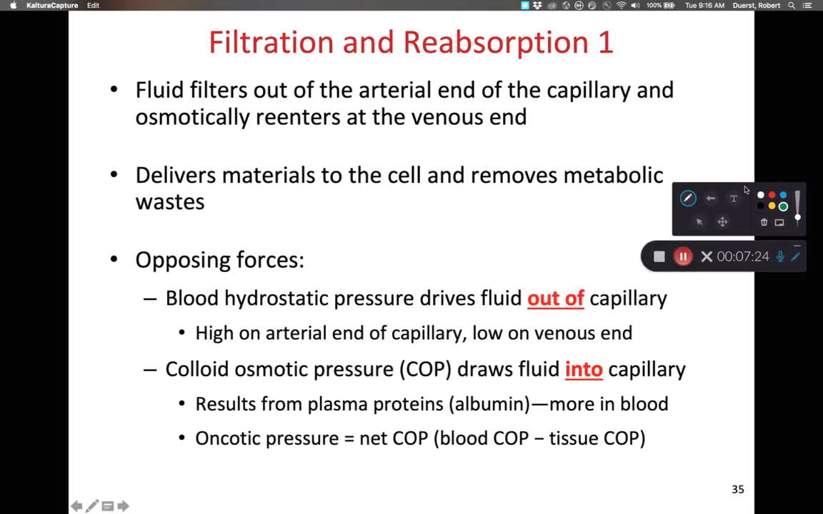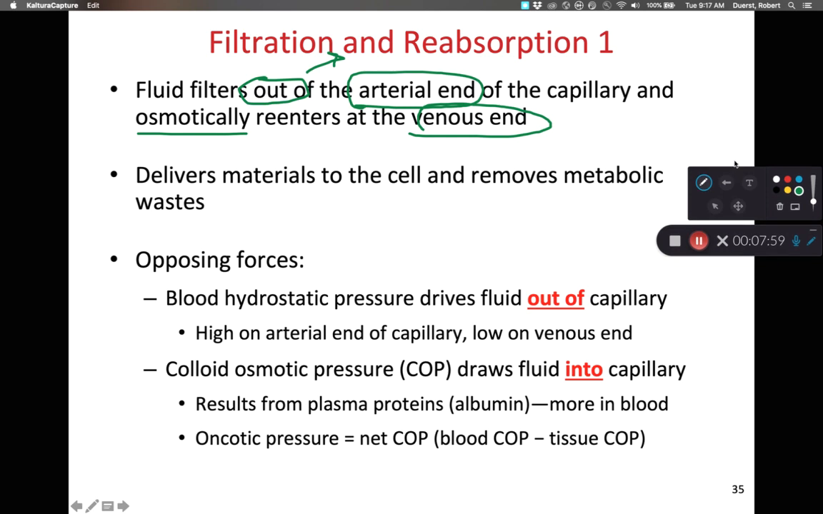So when we're looking at filtration and reabsorption, fluid will leave the arterial end of the blood vessel. So on the side of the blood capillary bed that's closest to the arteries, the arterial end, we have a net movement out of the blood capillaries. And this fluid that's leaving on the arterial end is pushed out with hydrostatic pressure. And then on the venous side of our capillary bed, the side closer to the venules and veins, we have osmotic pressure pulling liquid back into the bloodstream, having a net movement of fluid back into the blood capillaries.